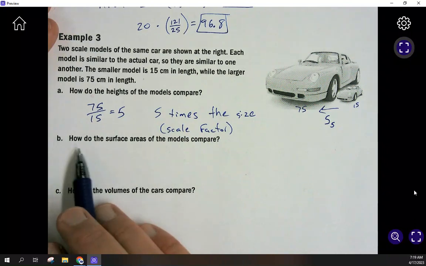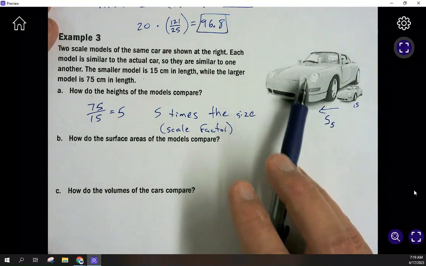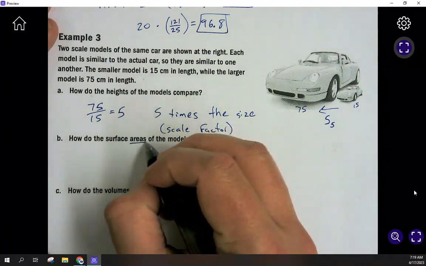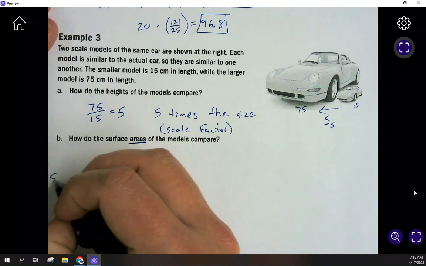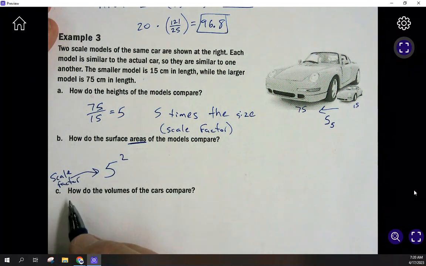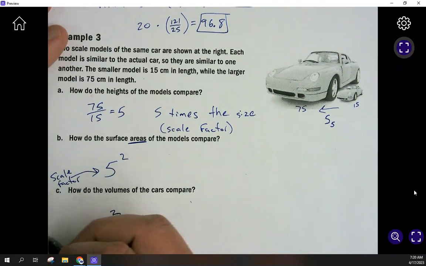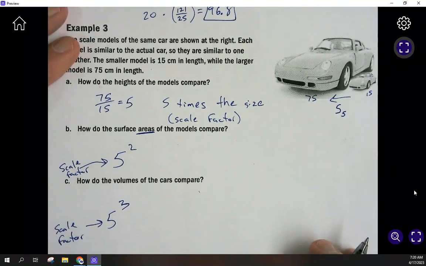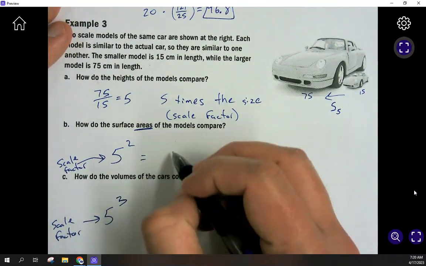So with that information, if I found the whole surface area of this model compared to this model, how many times bigger is the surface area of this one compared to this one? Well, the dimensions are all 5 times the size. Area is always squared. So it's going to be 5, which is our scale factor, squared. Let's jump ahead before we solve that. How do the volumes compare? You take your scale factor of 5, and it's going to affect the volume as 5 to the third power. So 5 squared we know is 25.